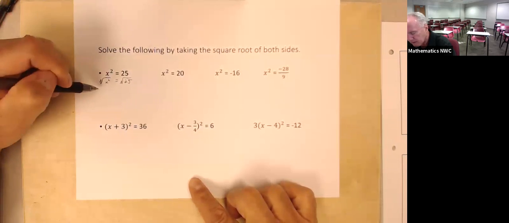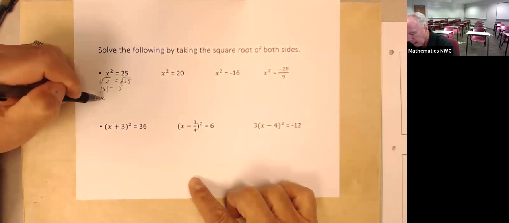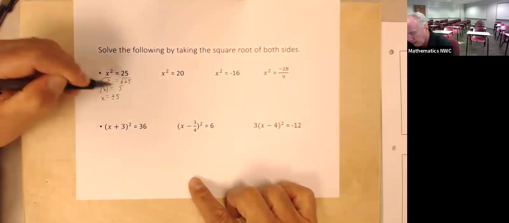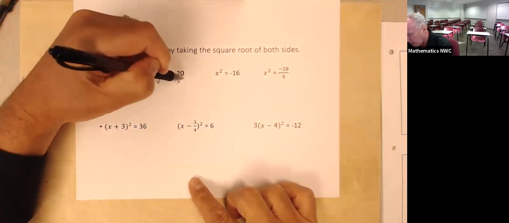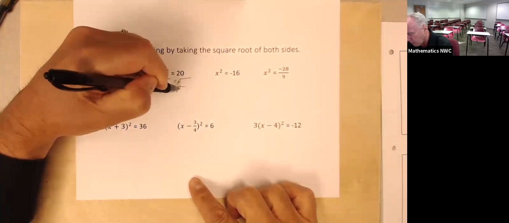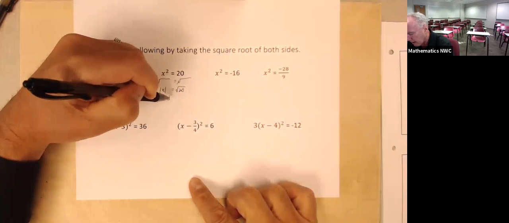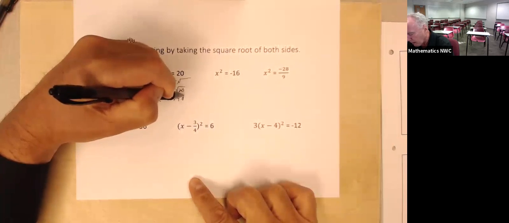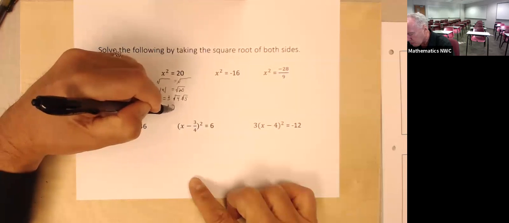Square root of both sides gives me the absolute value of x equals 5. x is plus or minus 5. Square root of both sides, I'm going to kind of take a shortcut here, get the absolute value of x equals the square root of 20. That means x will be plus or minus radical 4 radical 5. That means x will be plus or minus 2 radical 5.